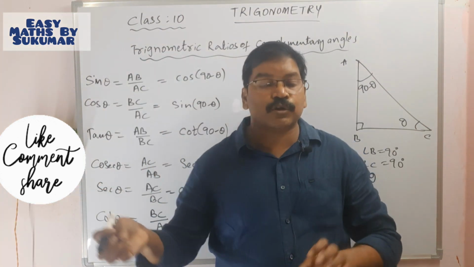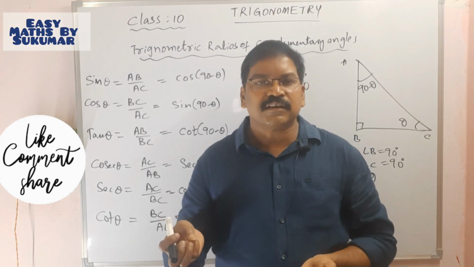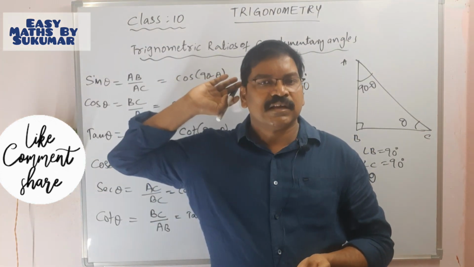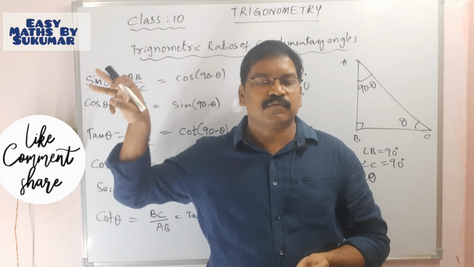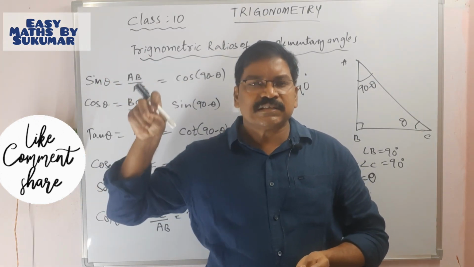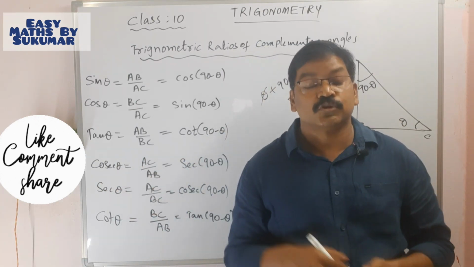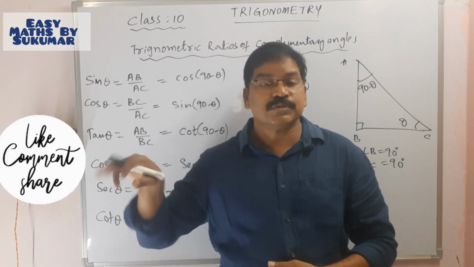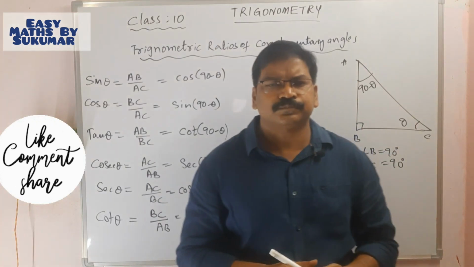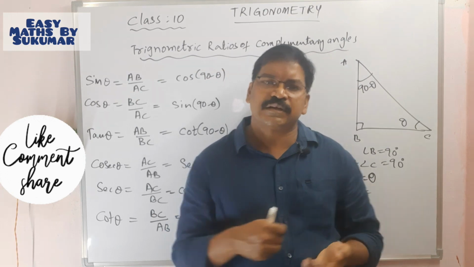Secant 30 is equal to cosecant 60. What is secant 30? Secant 30 means just go to cos 30. Cos 30 is root 3 by 2. The reciprocal of root 3 by 2 is 2 by root 3. So, my dear students, secant 30 is 2 by root 3. Cosecant 60 is also 2 by root 3. Sorry, the reciprocals mean 2 by root 3. Here, 2 by root 3. Like that, we have to remember the trigonometric table.